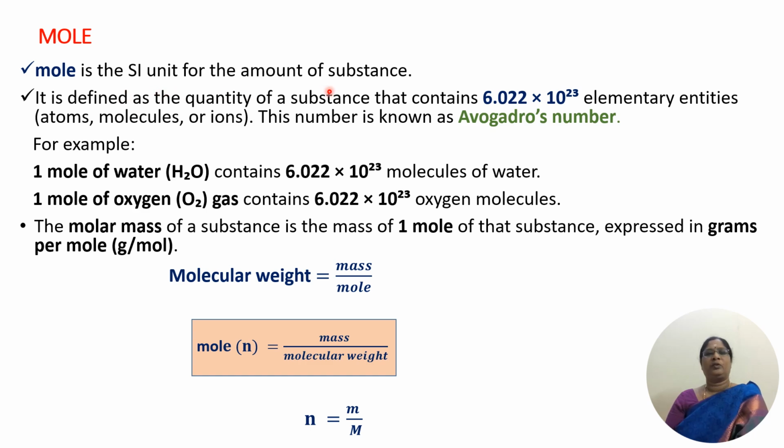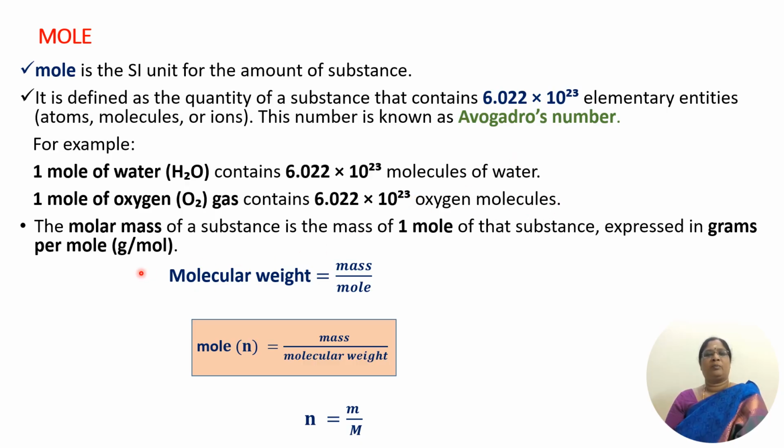Mole is the SI unit for the amount of substance. It is defined as the quantity of a substance that contains 6.022 x 10^23 elementary entities. This number is also known as Avogadro's number. For example, 1 mole of water contains 6.022 x 10^23 molecules of water. Similarly, 1 mole of oxygen gas contains 6.022 x 10^23 oxygen molecules.